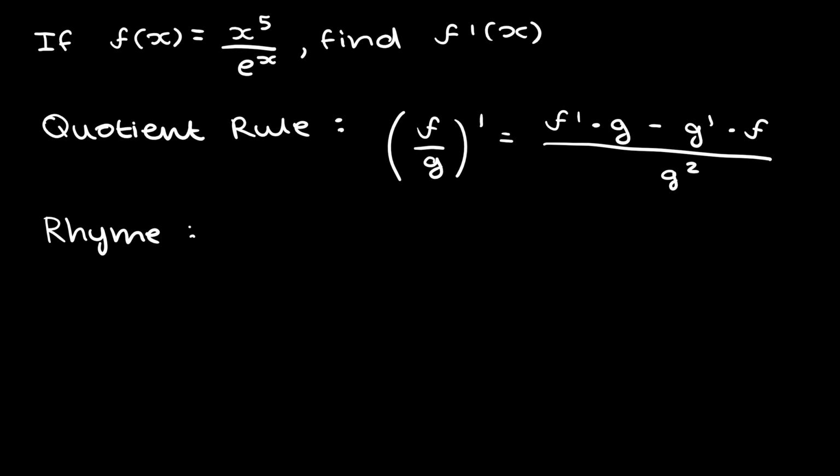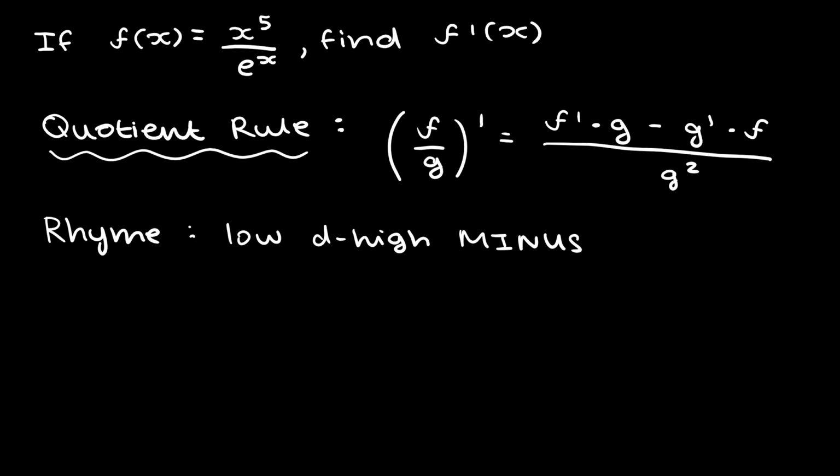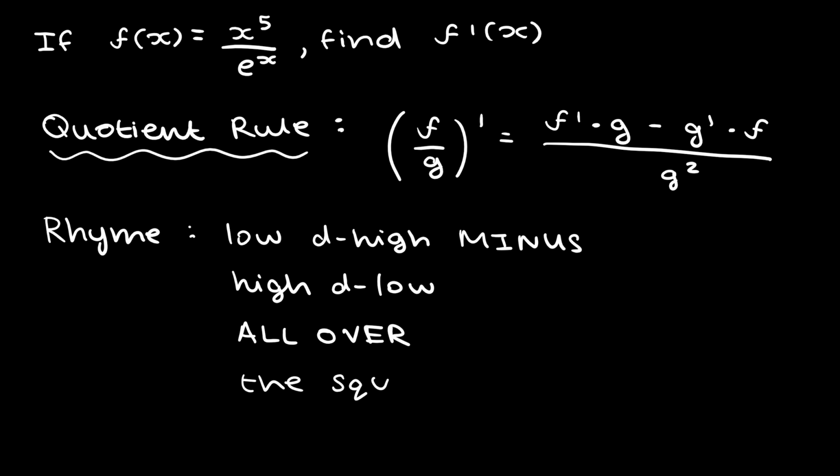A simple rhyme that I use to memorize the quotient rule is low d high minus high d low, all over the square of what's below.